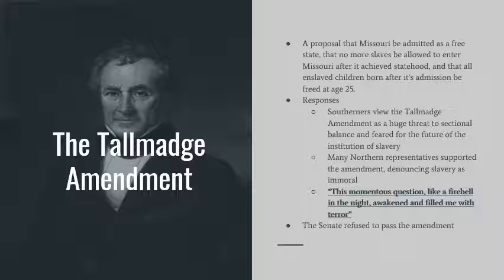Northern representatives supported the Tallmadge Amendment, denouncing slavery as immoral and opposed to the nation's founding principles of equality and liberty, while Southerners in Congress rejected the amendment as an attempt to gradually abolish slavery, not just in Missouri, but throughout the Union as a whole, by violating the property rights of slaveholders and their freedom to take their property wherever they wished.